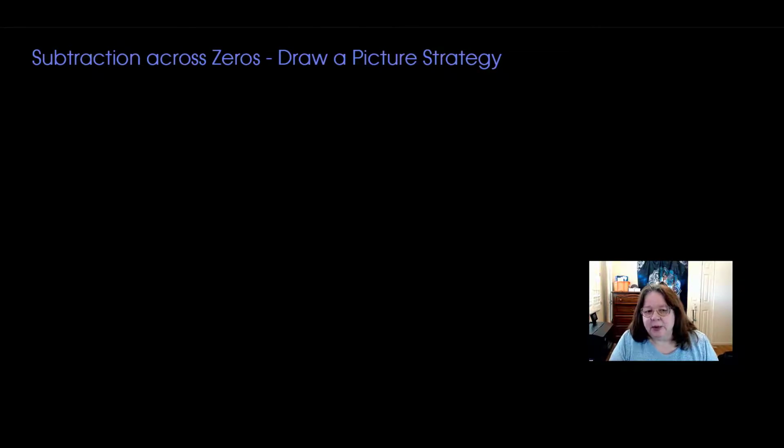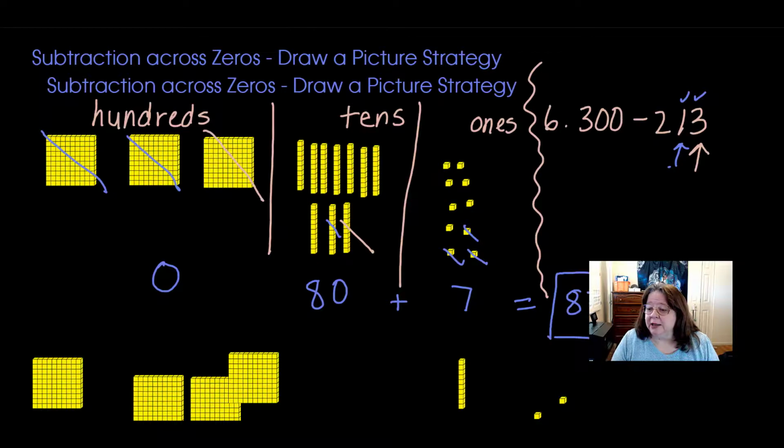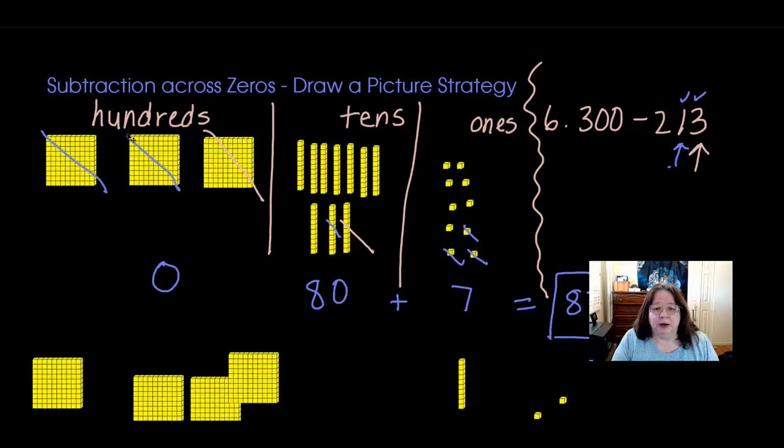Welcome back. Today we are continuing our lesson on subtracting across zeros, drawing a picture strategy. In the last video we didn't actually draw a picture. We used the hundreds blocks, the tens blocks, and the ones. Now at home you might not have these manipulatives to use. What you can do at home or at school is, instead of using the blocks themselves, use pictures. And that's what we're going to do today.